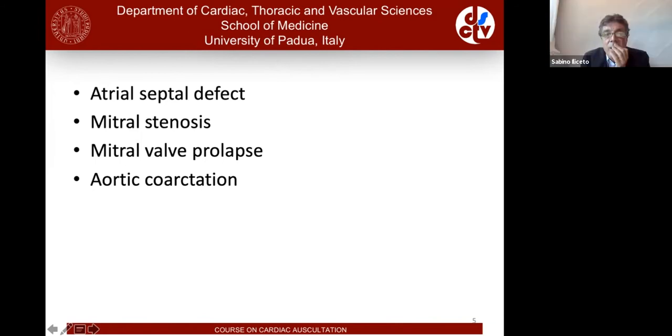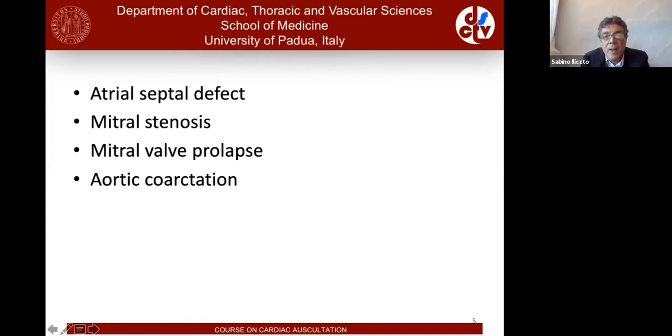Okay, I think that we can share the results. And these are the results. Most of the people thought that this is a mitral stenosis, someone an atrial septal defect, and mitral valve prolapse, a minority aortic coarctation. So I should say that we have almost shared possibilities.